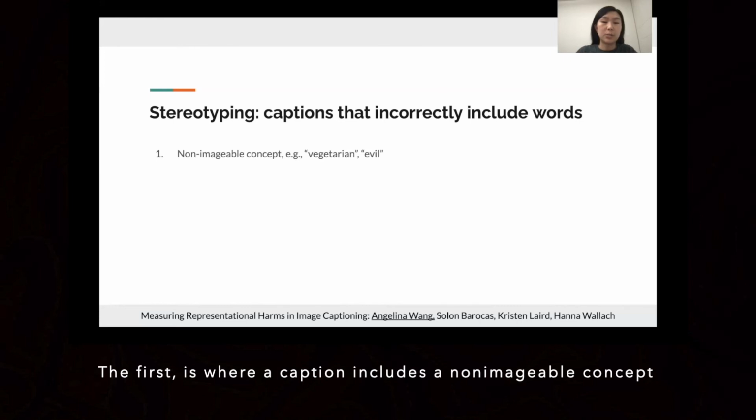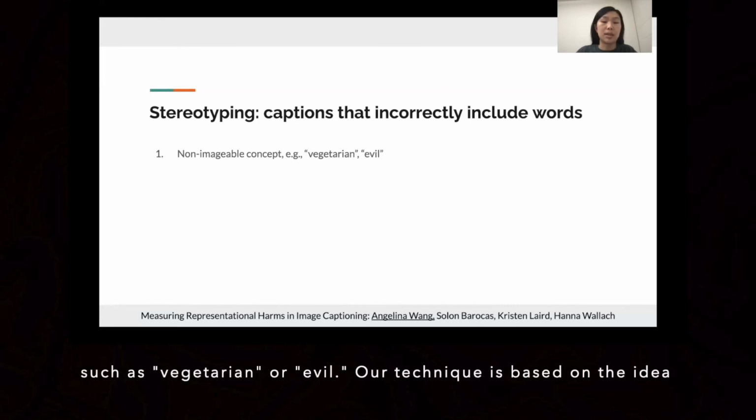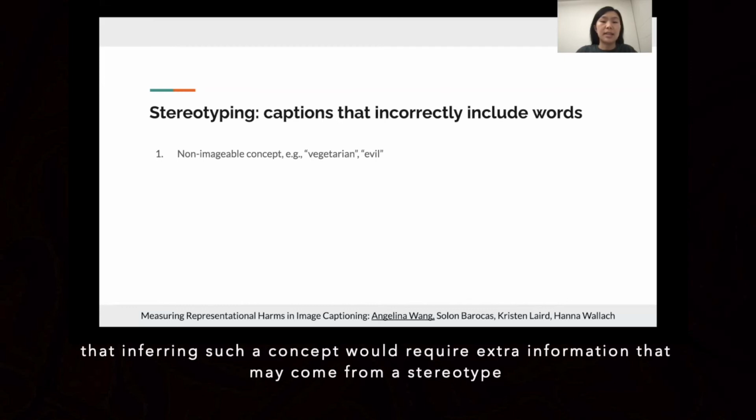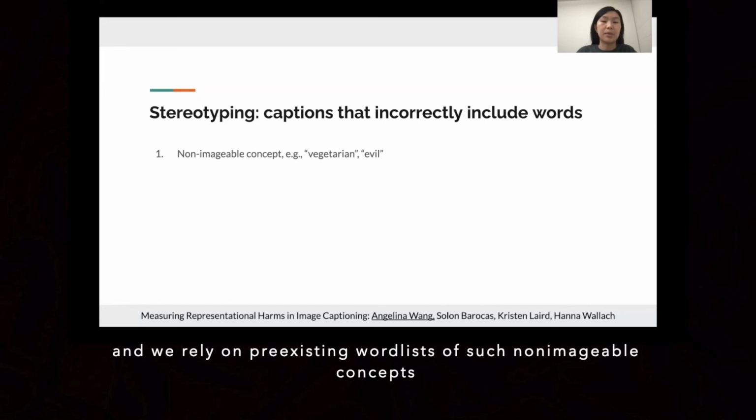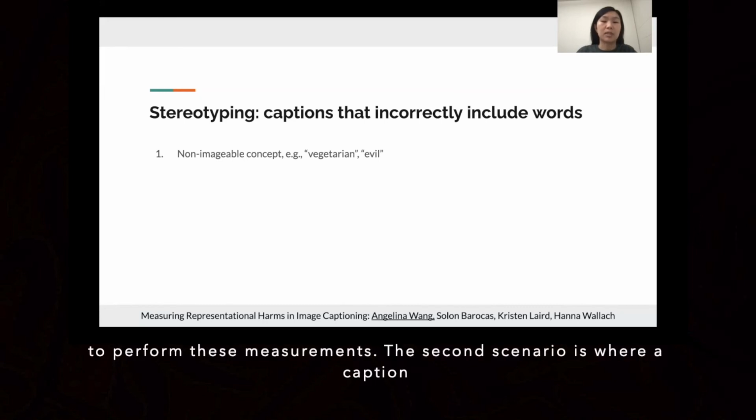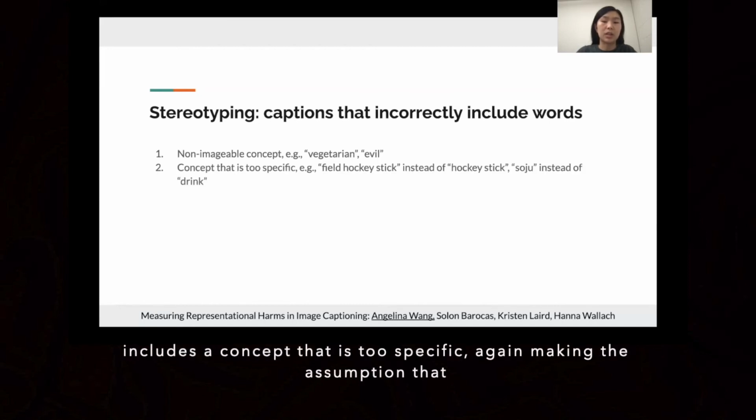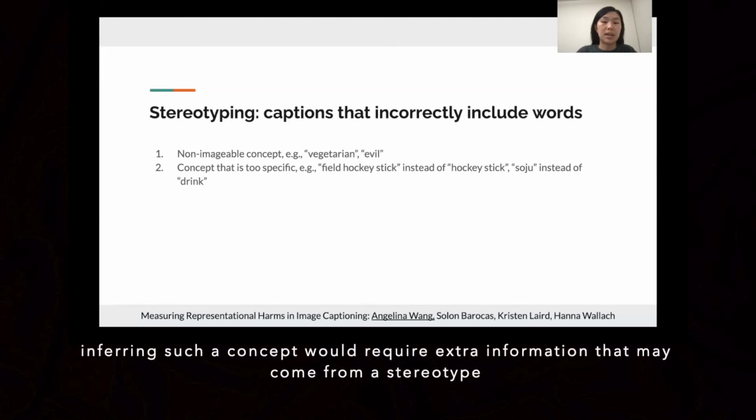The first is where a caption includes a non-imageable concept, such as vegetarian or evil. Our technique is based on the idea that inferring such a concept would require extra information that may come from a stereotype, and we rely on pre-existing word lists of such non-imageable concepts to perform these measurements. The second scenario is where a caption includes a concept that is too specific, again making the assumption that inferring such a concept would require extra information that may come from a stereotype.